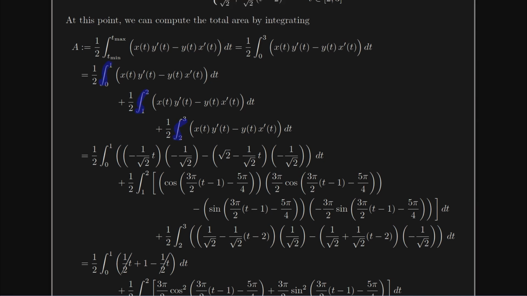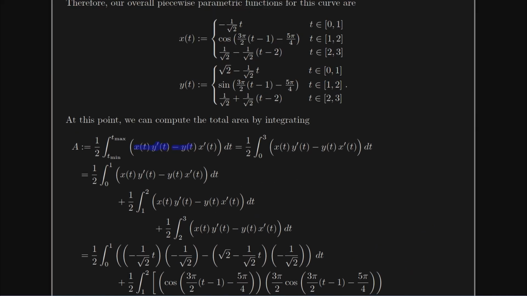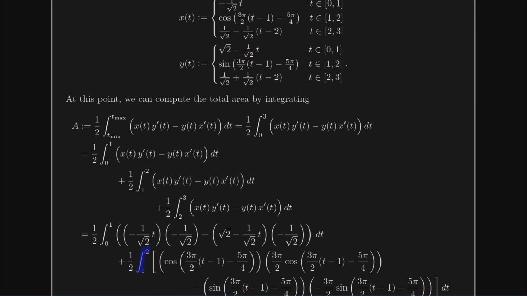And when I break my integral up into 3 time windows, I'm just going to compute x y prime minus y x prime for this first time window when I'm dealing with 0 to 1. And so here is x, here is y prime, here is y, here is x prime, and then later I'm going to have to simplify that. I can do the same thing with the next time window. From 1 to 2, I'm using the cosine and sine versions of x and y. Here is x, here is y prime, here is y, and here is x prime. Then I'm going to have to simplify those later.